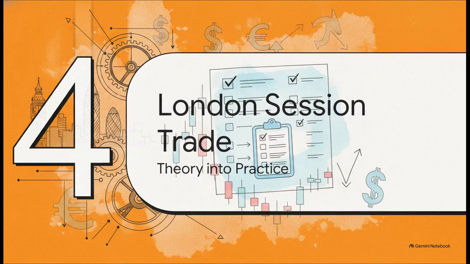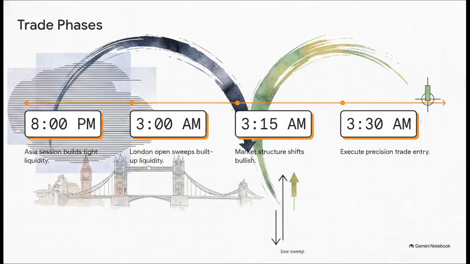Section 4, Live Trade London Session, Theory into Practice. Time to bring all this theory to life on a real chart. Let's walk through a real euro to US dollar setup during the London session. We're going to track the market phases sequentially, watch how the Asia session builds liquidity, and then the London Open sweeps those lows to trigger our market structure shift.